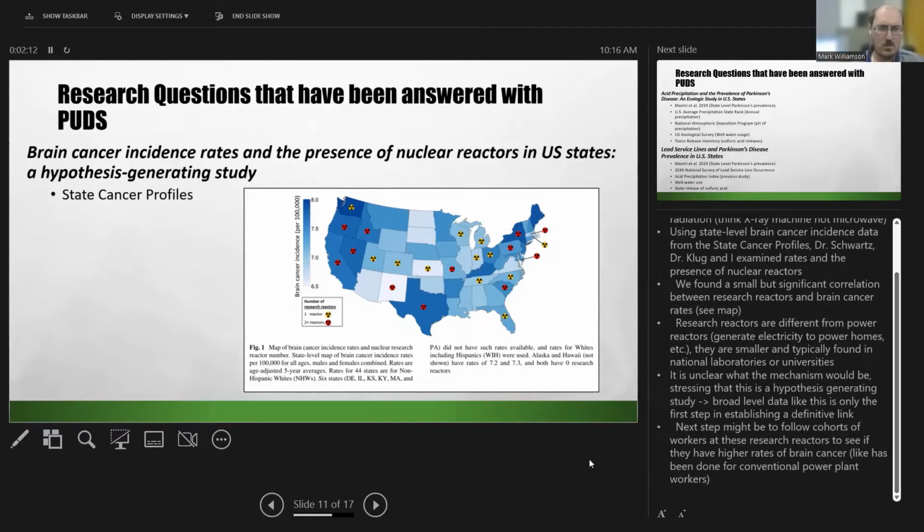And so while we found this link, or this correlation more accurately, it's unclear what the actual mechanism would be. So that's why we stressed, even in our title, that this is just a hypothesis generation study. Broad level data like this is only the first step in establishing a definitive link. A next step might be to, say, follow cohorts of researchers at universities with research reactors and see if they have higher rates of brain cancer than the general public. Things like this have already been done for, say, conventional nuclear power plant workers.